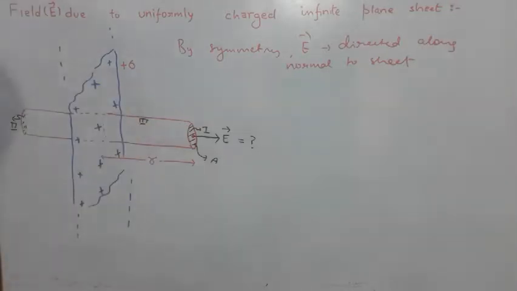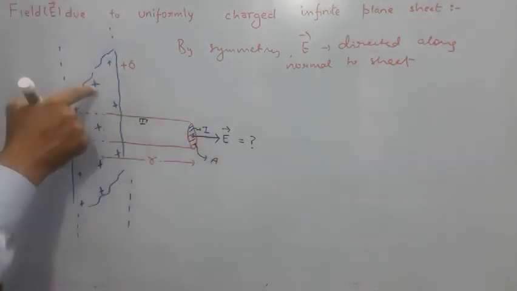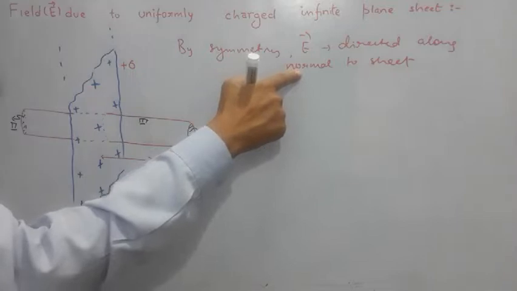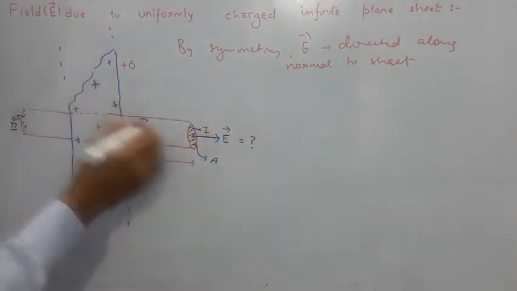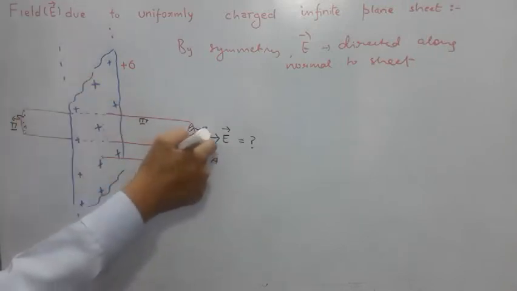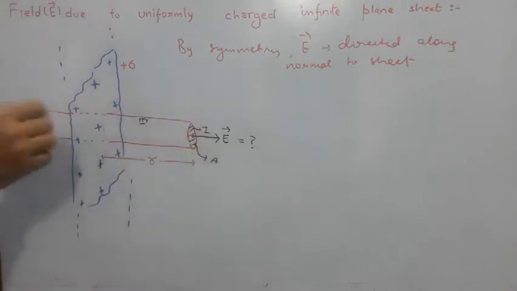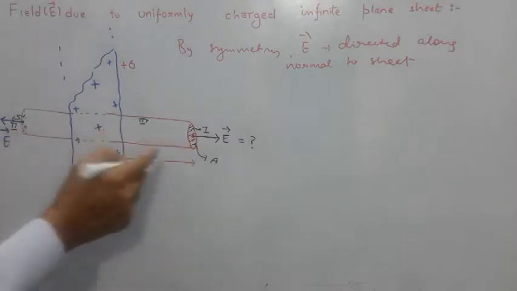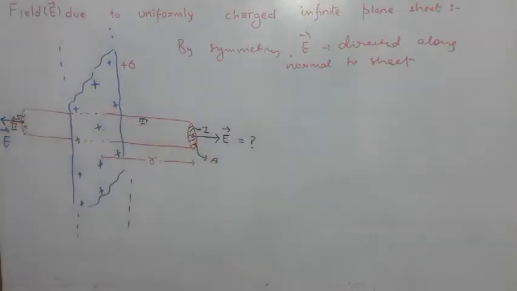For parts 1 and 2, you can see this electric field, if it is positively charged, we have discussed it is directed along the outward normal. And if it is negatively charged, it will be directed towards the sheet. Same is true for this point also. Here also the electric field will be in this direction, E vector. And since these two distances are equal, the value of electric field at these two points must be same. Their directions are of course opposite.